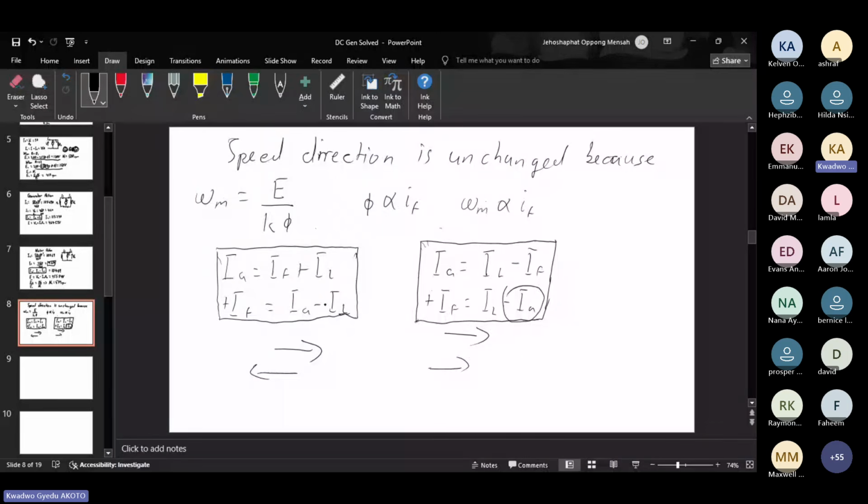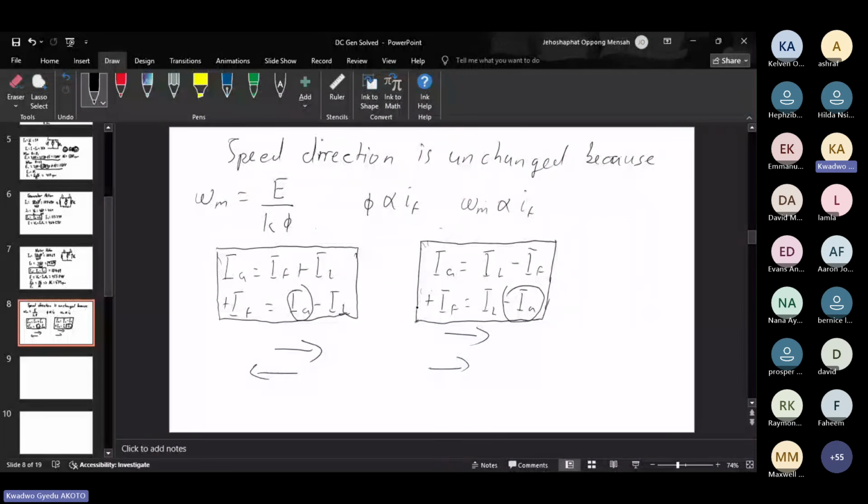So if that be the case, then our torques in generator and motor action will be in opposite direction, but our speed is going to be in the same direction. And the direction of our machine is the direction of the speed. Okay. So this is just to help you understand what is there.